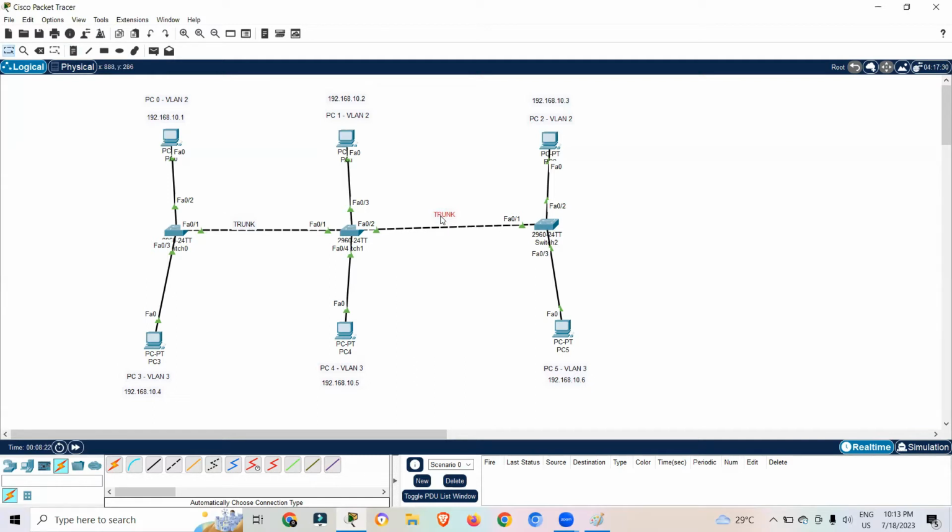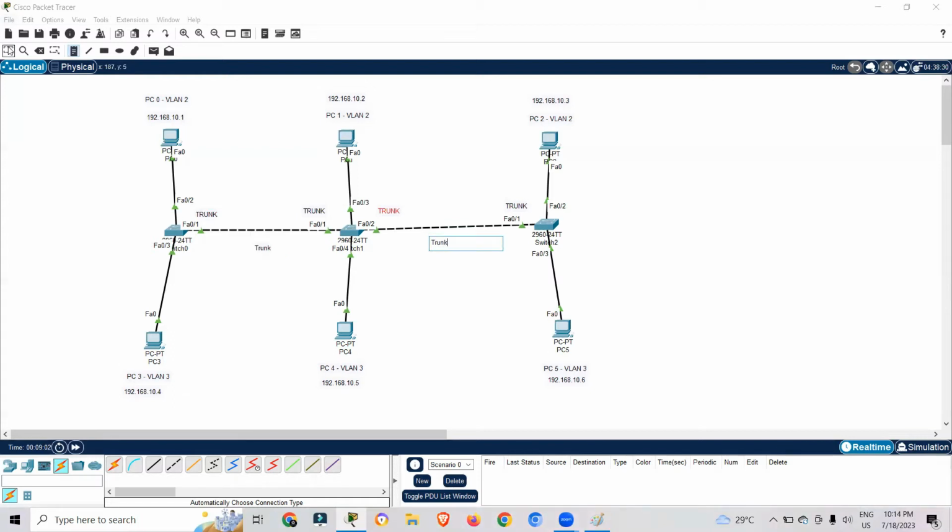And for that, we have a requirement like this: first of all, FA0/2 must be trunk, right? And FA0/1 must be trunk. Then this link can be a trunk link, right? So these must be trunk. The FA0/1 interface must be trunk, FA0/1 here also must be trunk, and these must be trunk. Then these links can be trunk links. Right?